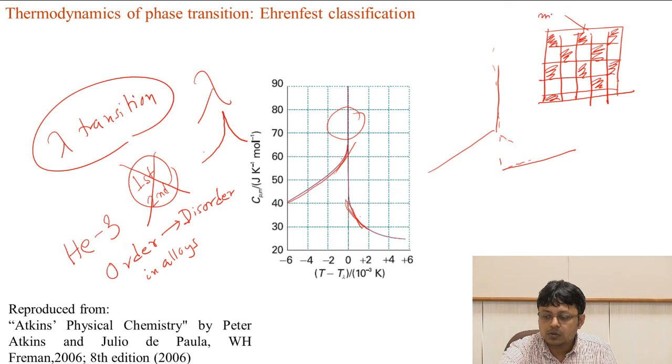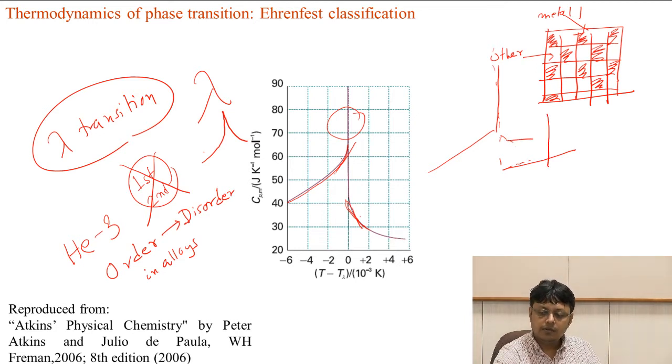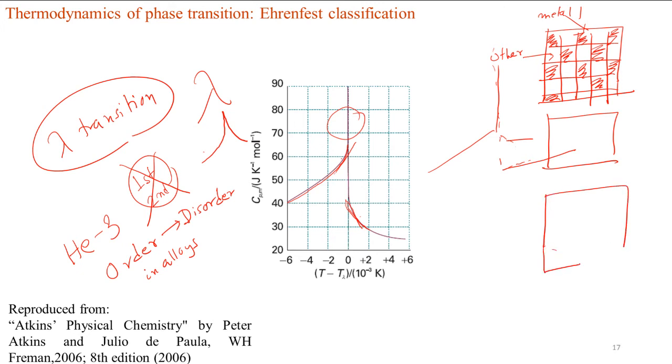suppose this is one metal, this is metal 1, and this is the other metal, and at normal temperature it is very much ordered. So what will happen if you keep on increasing the temperature? At a very high temperature you will see a disorder, in the sense that regions will look like this. Randomness will come.